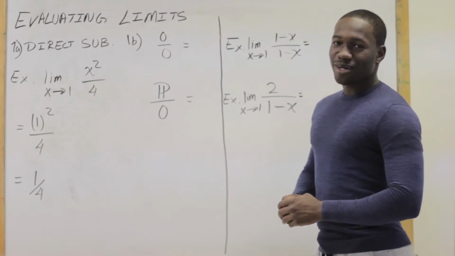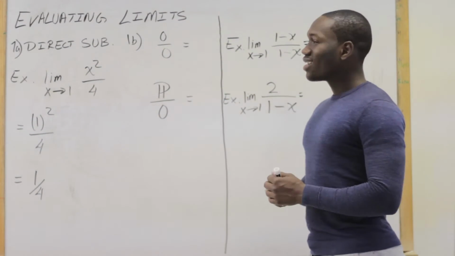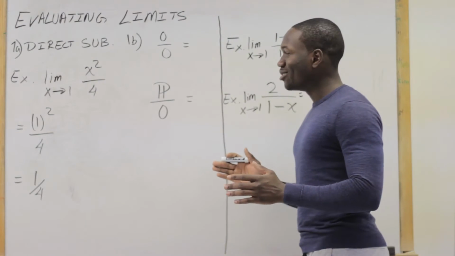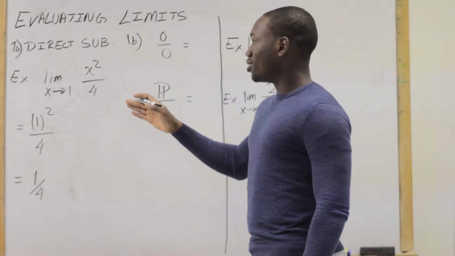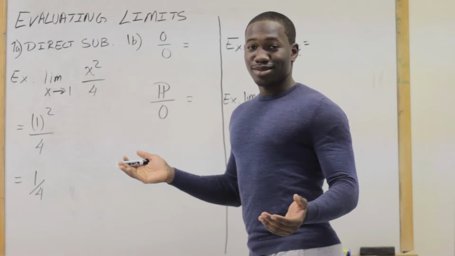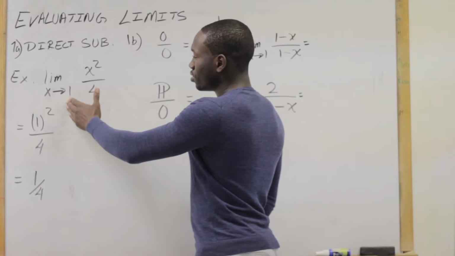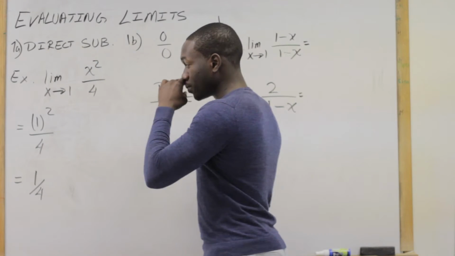Hello class, today we'll be talking about evaluating limits. Now when you're evaluating limits, the first thing you're going to automatically do is something called direct substitution. What does direct substitution mean? I'll give you an example. We have the limit as x approaches 1 of x squared over 4.